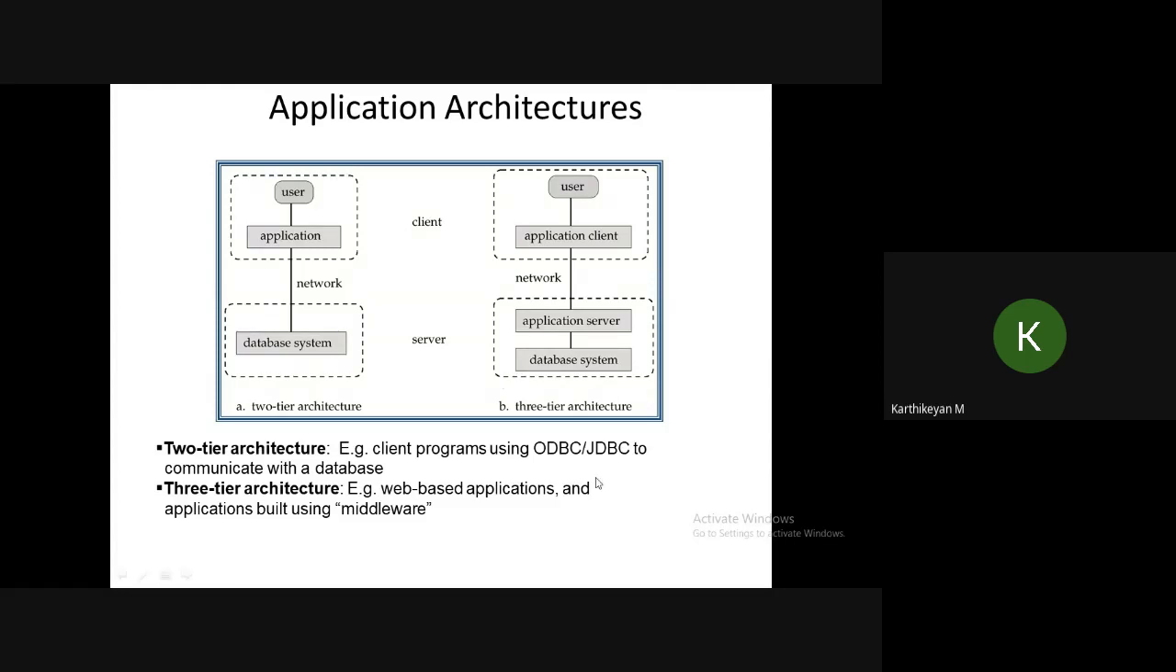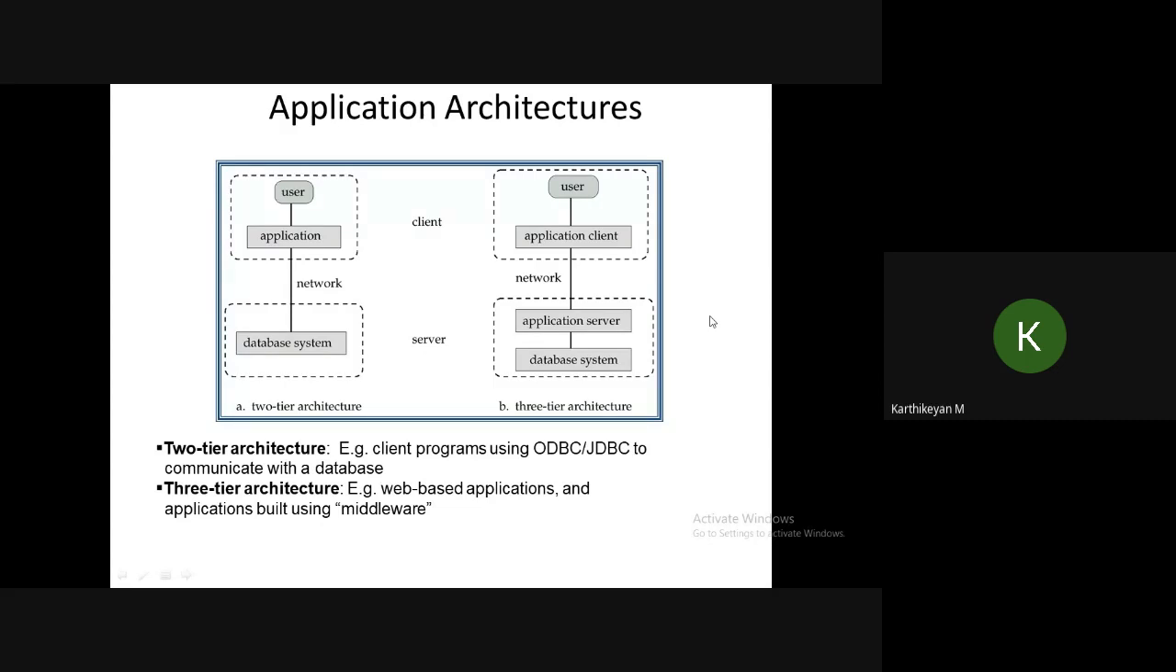Generally, we will have two types of tier architecture for your database management system. One is called two-tier architecture, and another is three-tier architecture. So what is two-tier and three-tier?